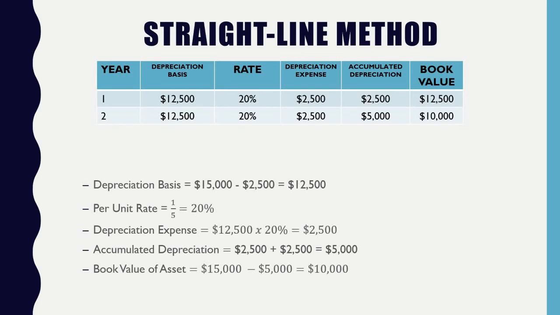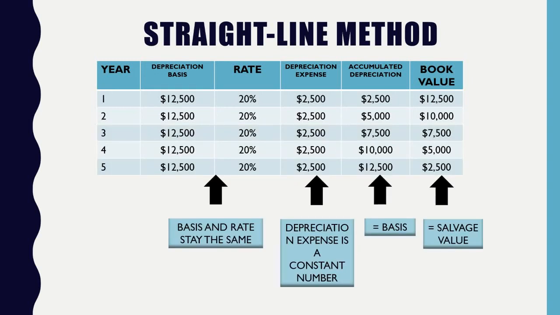The only difference is your accumulated depreciation, right? Previous years of 2,500 plus 2,500 of current year's depreciation expense gives you a total of $5,000. So therefore, your book value has now dropped to $10,000. Okay? So then what's going to happen for year 3?